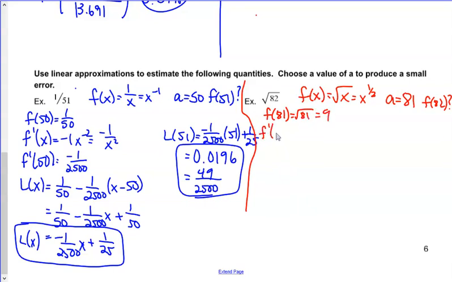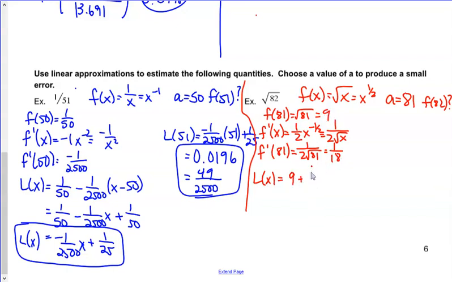I need to find the derivative of my function to determine what is the slope. If I bring the 1/2 out front and decrease that power by 1, I get 1/2 x to the minus 1/2, which is the same as 1 over 2 square roots of x if I bring that negative exponent to the bottom. Therefore, evaluating at 81, I get 1 over 2 square roots of 81, which is 9, times 2 gives me 1 over 18. So, just as before, here comes that linear approximation. I'm going to take f of 81, which is 9, add to that my slope, 1 over 18 times x minus the a value, which is 81.